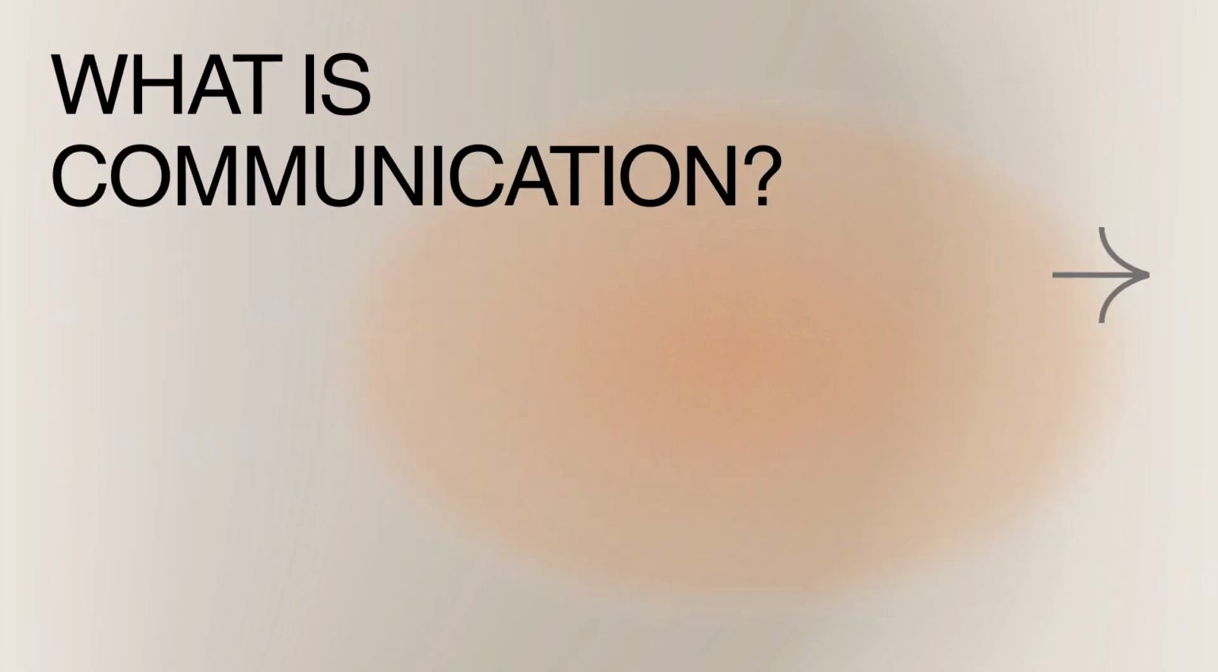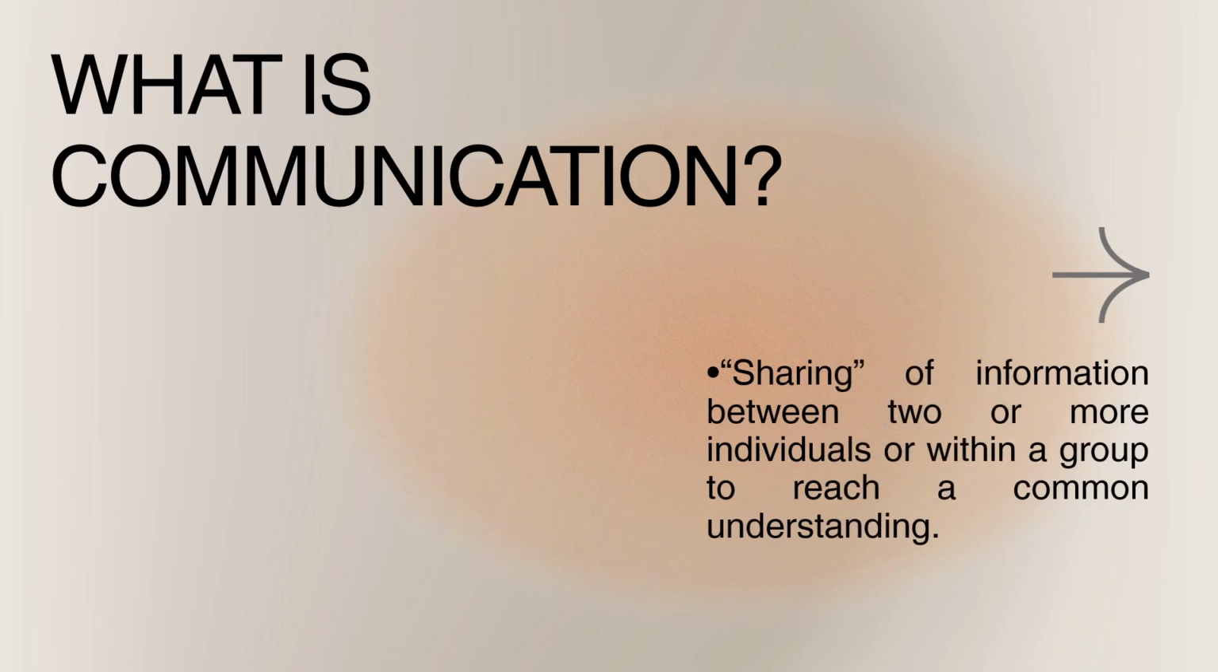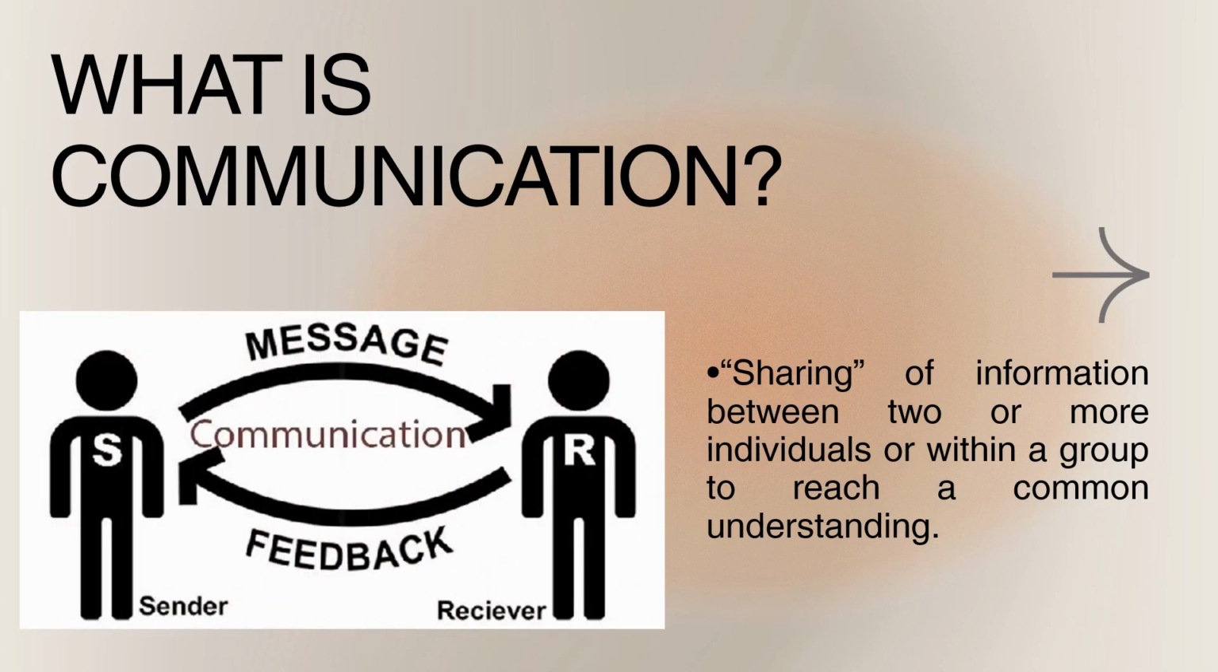Let us first learn what is communication. So communication is described as sharing of information between two or more individuals or a group to achieve a common understanding. Let us see the image here which illustrates the communication process. It involves the exchange of information between a sender and a receiver. So here's a breakdown of the components.